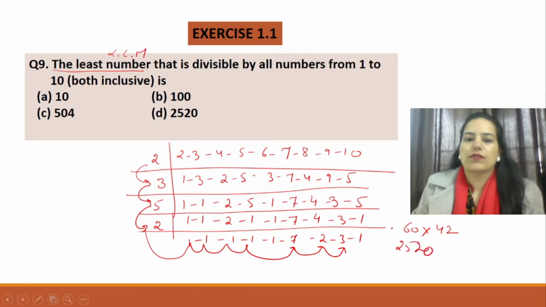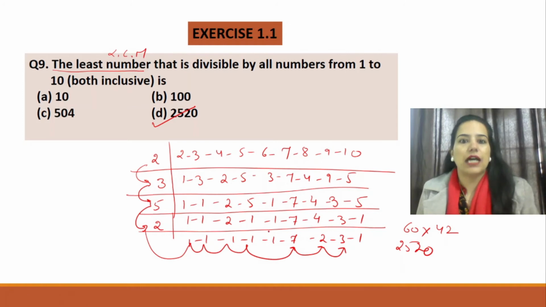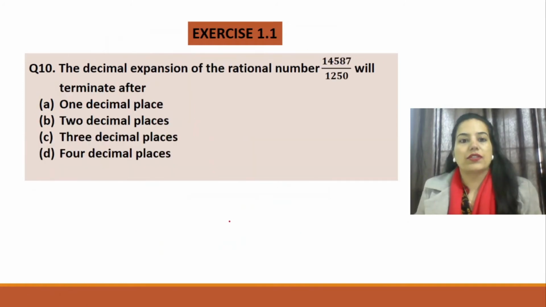2520. So D part is your answer. Question 10. The decimal expansion of the rational number 14587 upon 1250 will terminate after how many decimal places?